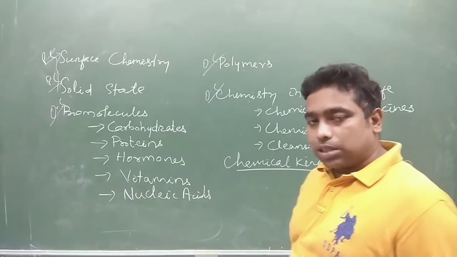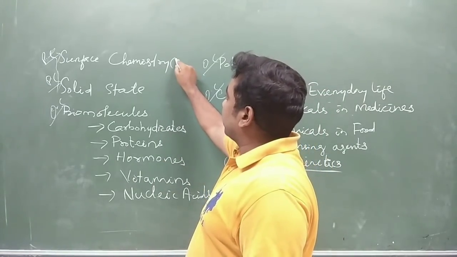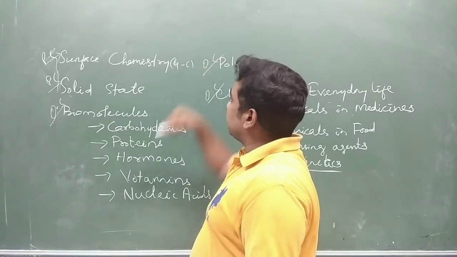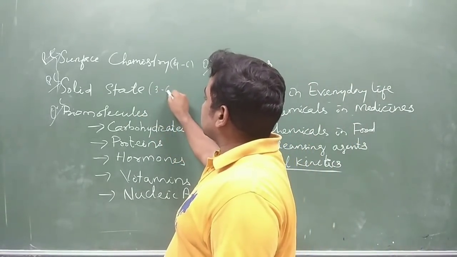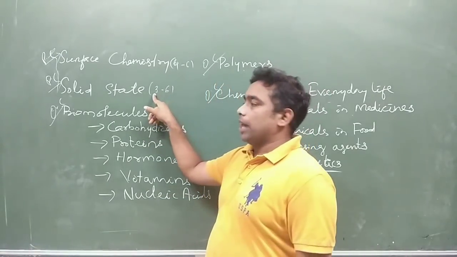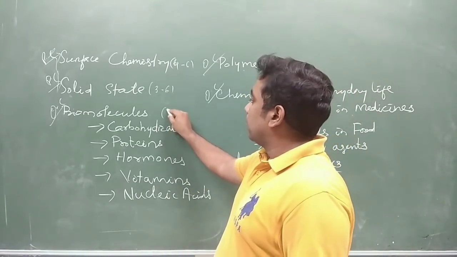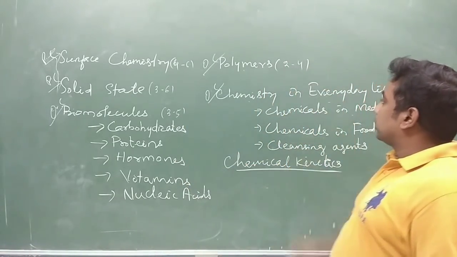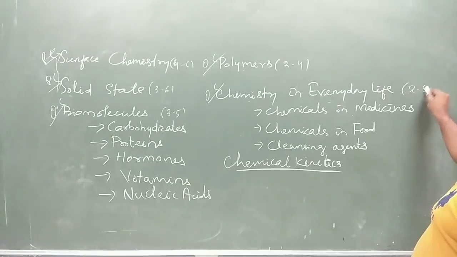And if you go to the weightage of marks in the board exam, from surface chemistry you may expect minimum 4 to 6 marks. From here also you can expect 3 to 6 marks. This is the minimum that I am saying; you may get 6 marks out of this. From biomolecules you can get minimum 3 to 5 marks. From polymer you will get minimum 2 to 4 marks. Chemistry in everyday life similarly minimum 2 to 5 marks.